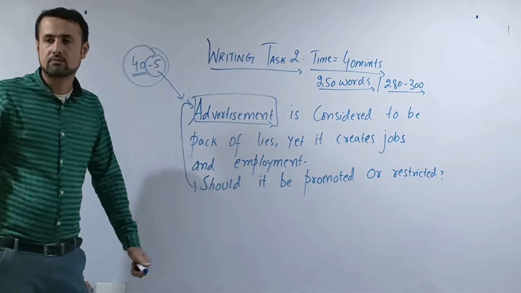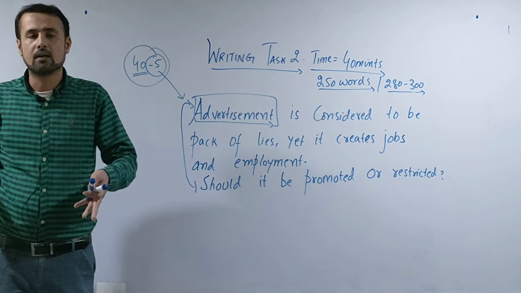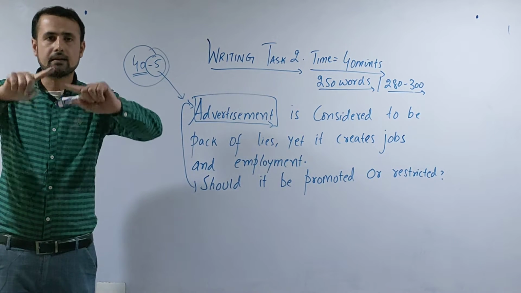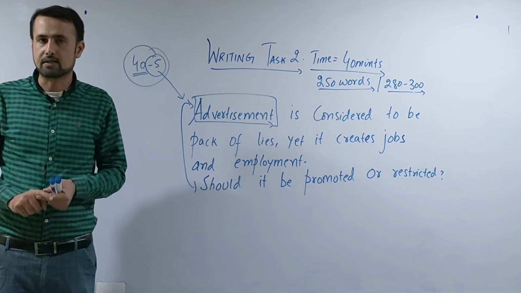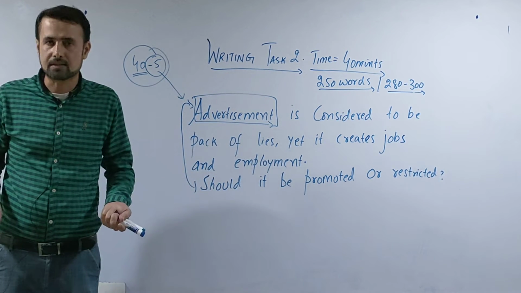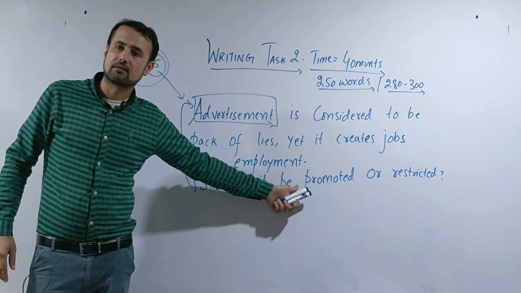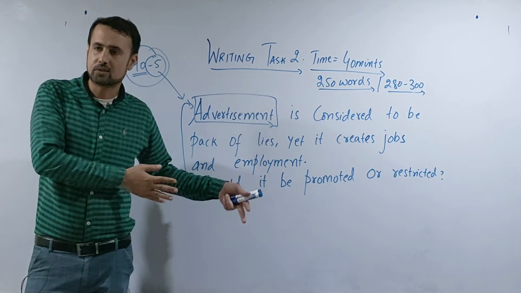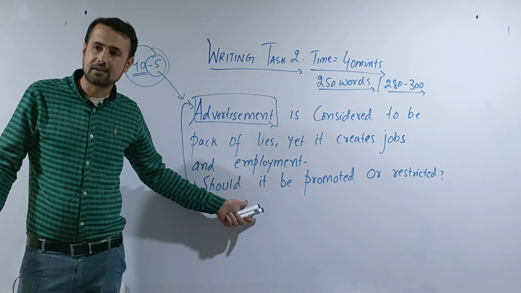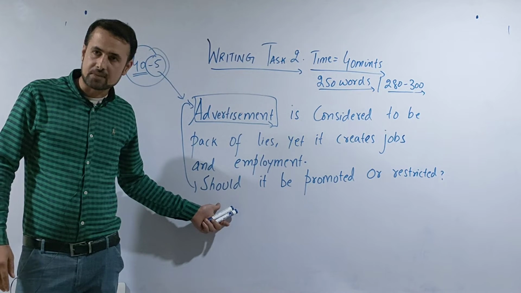What do students do? They start writing about commercialization or advertising, which we see everywhere. It is important for the success of a prosperous business and all that. They write 2-3 paragraphs related to that, instead of looking into what the statement is actually talking about. Should it be promoted or restricted? Now this is a direct question. In IELTS, you have different types of essays. Now what are those different types?